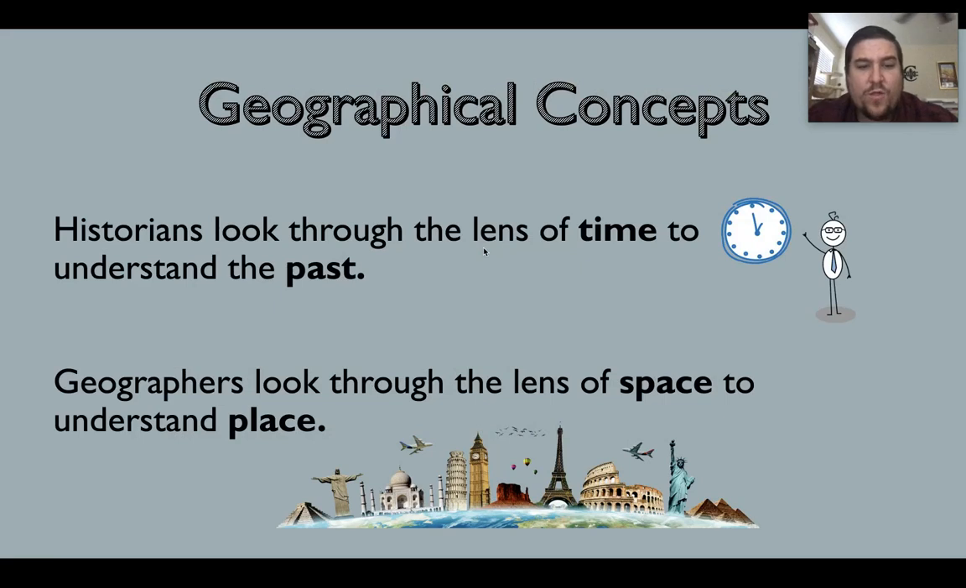So we look through the lens of space to understand a place. Space is everything that's around you. The place is how they make that space specific. It's a kind of confusing concept. It'll be easier to understand as we go through and try to figure out places. But it's what makes things the way they are, where they are.